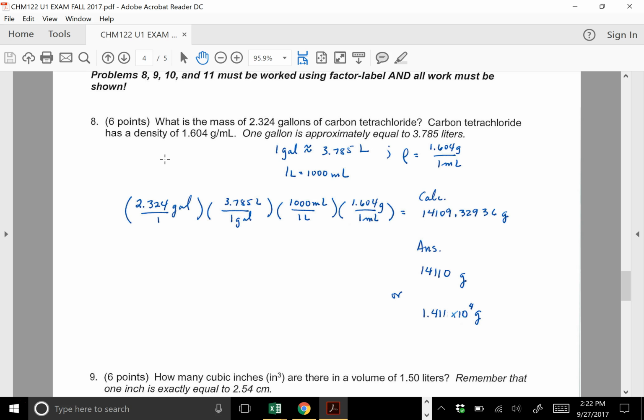So with that in mind, we can use that equivalency statement, take 3.785 liters over 1 gallon, so our gallons will cancel. We're at liters now, and we want to use density, which is grams per milliliter. So we're going to have to go from liters to milliliters with another term. So now our liters will cancel. Now we have milliliters. We're ready to stick in the density, which is 1.604 grams per 1 milliliter. So when you string them up and cancel terms, the only units we have left is grams, which is great.